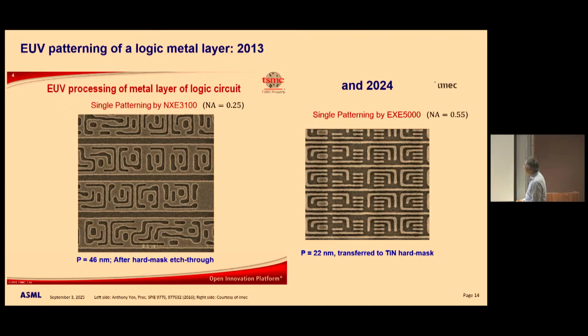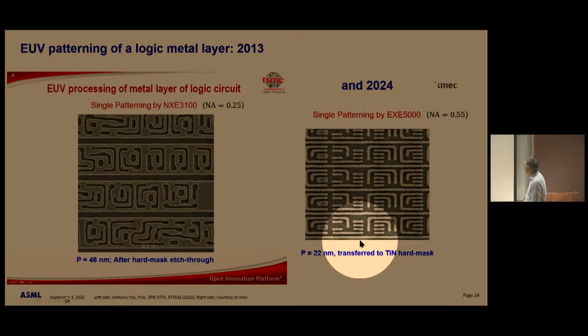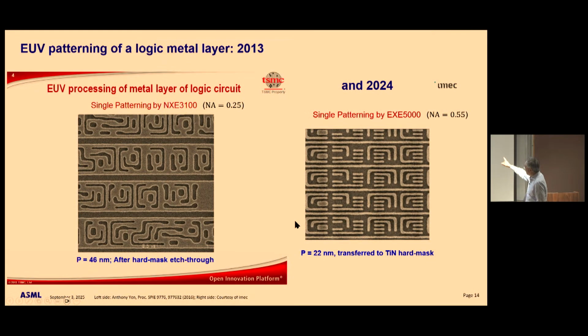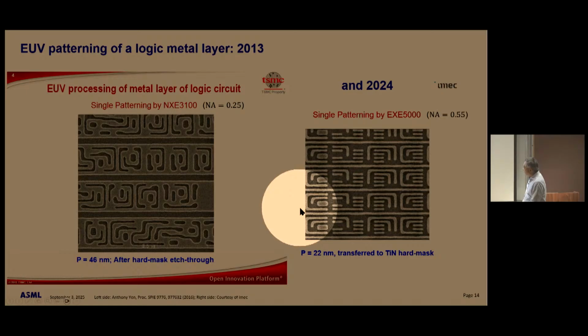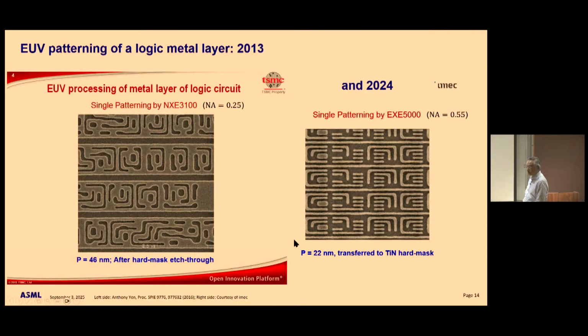11 years later, we could do this with the high NA EUV machine, right? Again, a 2D design, right? Now the NA is 0.55. This is from our first machine. You can see the pitch. The pitch was 46. The pitch is now 22. So that's progress. Again, this is etched into a hard mask.